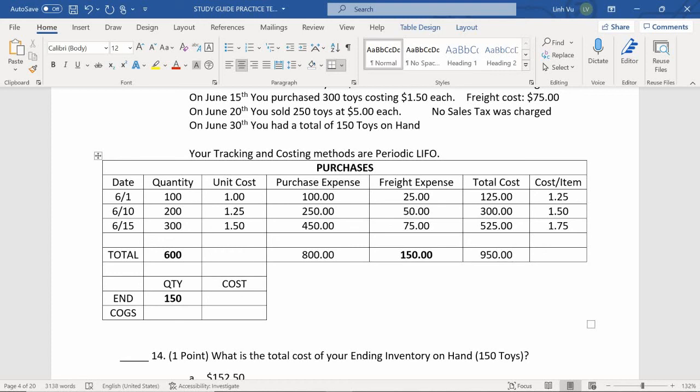In this case, we're using LIFO as my method. If LIFO is my method and I have 150 items left, how many items did I sell? 450. So let's use the LIFO method. Which batch? It's the last one. Actually, we sell everything from the last batch of 300. I'm sorry, I was thinking it was different. I thought the 450 was the amount of the last batch.